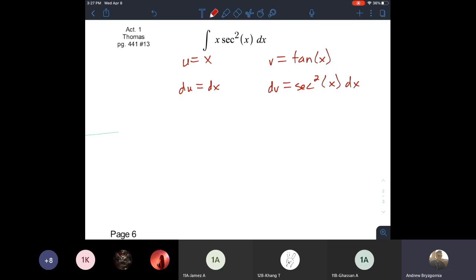Anyway, so from the equation then, uv minus the integral of v du, we know that we're going to start with x tangent of x minus, and then v du is going to give us tangent of x dx. So the antiderivative for tangent is one that we learned back in chapter 7. Some of you may have it memorized already. If you don't, remember that we can always change that into sine over cosine, and then it's a u-substitution.